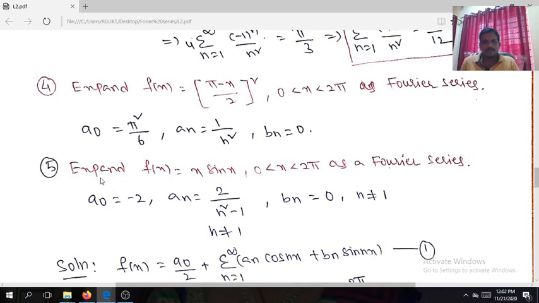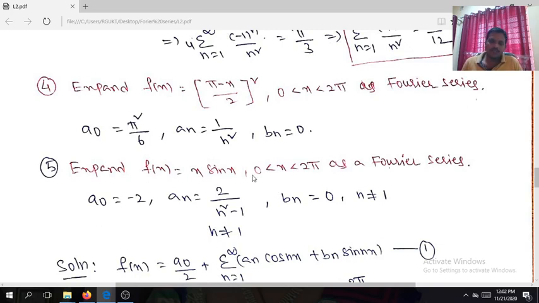Discuss here. Everything is a calculation part, right? You are going to find a naught, an, bn in a better way, right? That means integration is very important, finding the integration. If you are expert in finding a and b and a naught, the Fourier series is not a complex chapter. It's simple. Simply we can expand any function as a Fourier series.